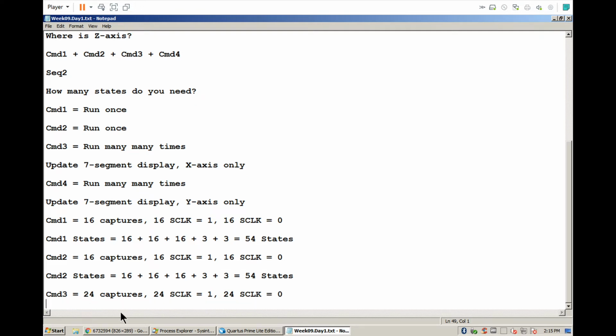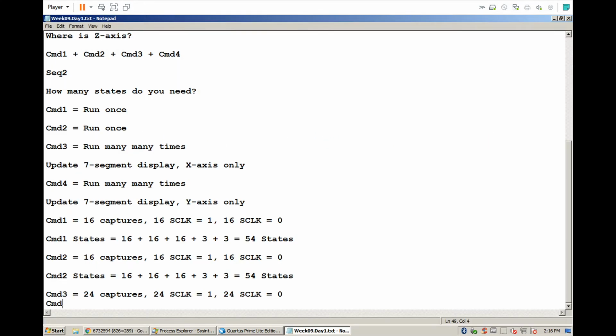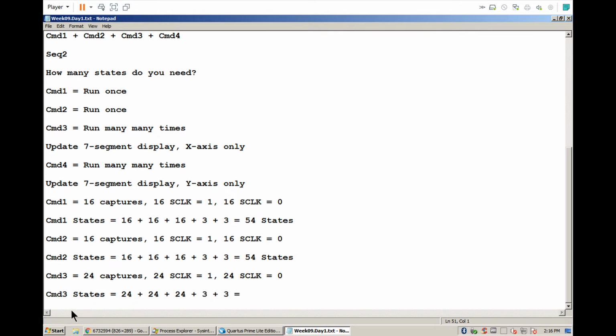So do the math. The beginning is 3. The end is 3. Command 3 states is equal to 24 plus 24 plus 24 plus 3 plus 3. So do the math. What do we have? This is 72 plus 6, 78 states.